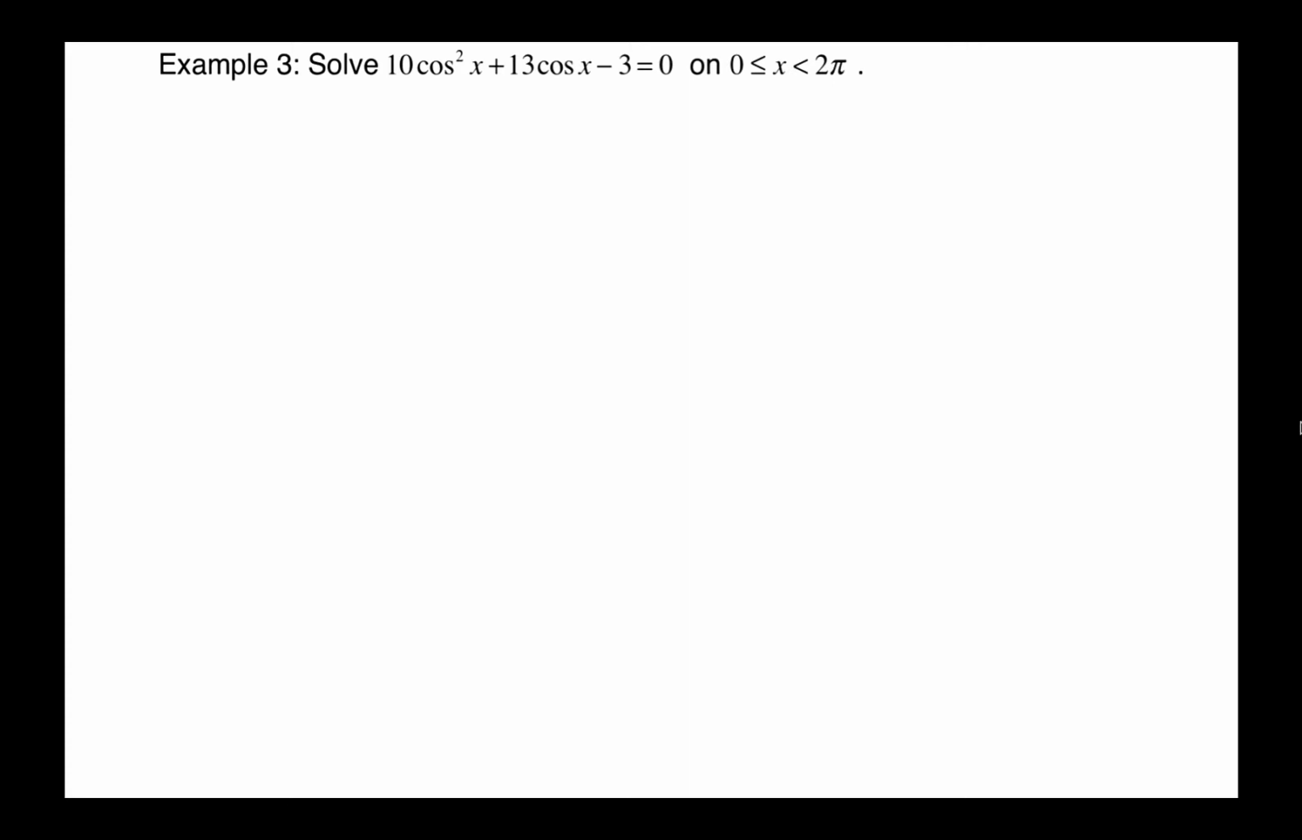Now we've got example number 3, which is a whole different animal. You'll notice that not only is it trigonometric, but it's also quadratic. So actually what we need to do with this initially is multiply these two numbers. We get negative 30. And we're looking for factors of negative 30 that add to 13. So that would be 15 and negative 2. And you can do decomposition if you like, if this is your method for factoring quadratics.